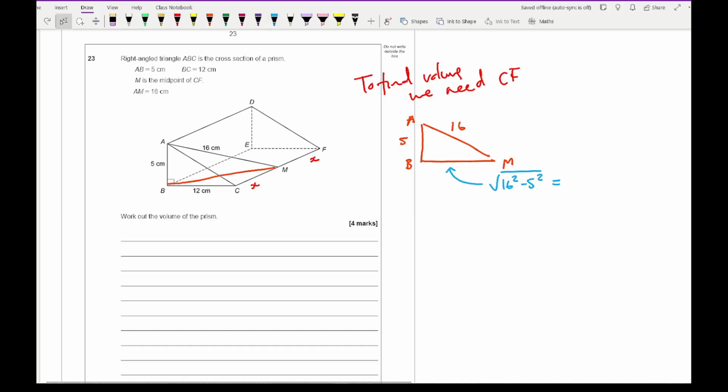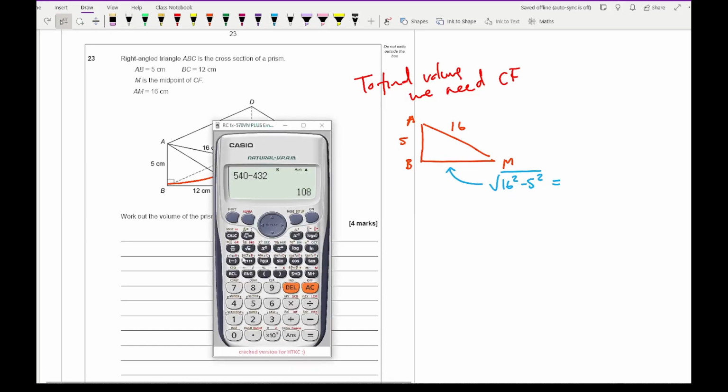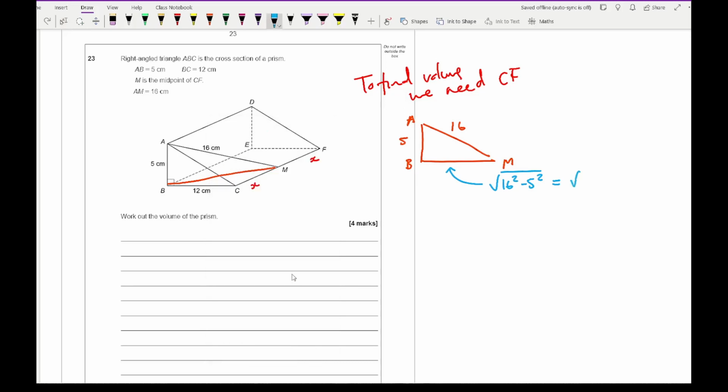And if I just quickly run that into my calculator, so square root of 16 squared minus 5 squared equals the square root of 231. Now I'm going to leave that as the square root of 231 because obviously it's not the nicest of numbers. So this length here is root 231. Now again, what I need to do is work out x.